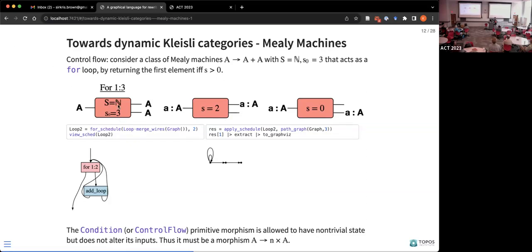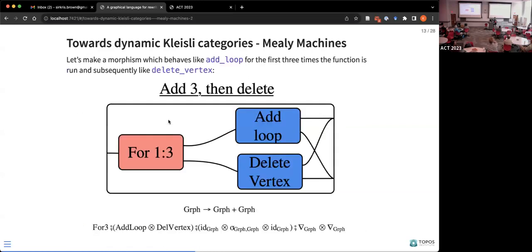Red boxes like this for loop change their internal state, but they don't change the state of the world, the thing that's flowing into and out of it. It's effectively just redirecting your input into one of its outputs. So as an example, and then I'll take questions because I would like this little miniature composite to make sense to everyone in the room.